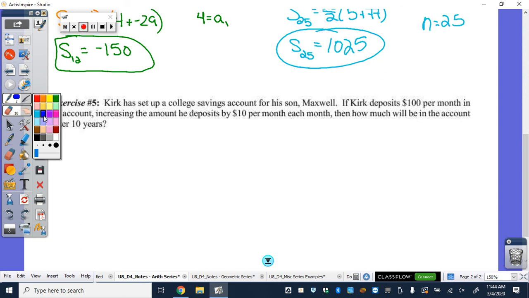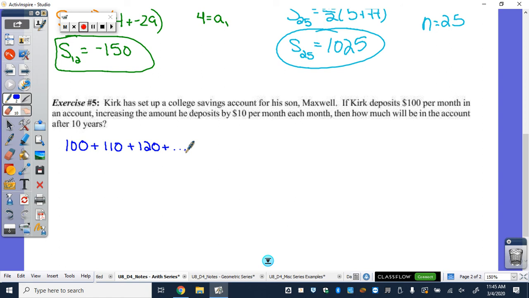We have Kirk has set up a college savings account for his son Maxwell. If Kirk deposits $100 per month in the account, increasing the amount he deposits by $10 per month, then how much will be in the account after 10 years? So he's saying first month he puts in $100, second month he puts in 110, then he puts in 120. So each month he's putting $10 more than what he had put in before.